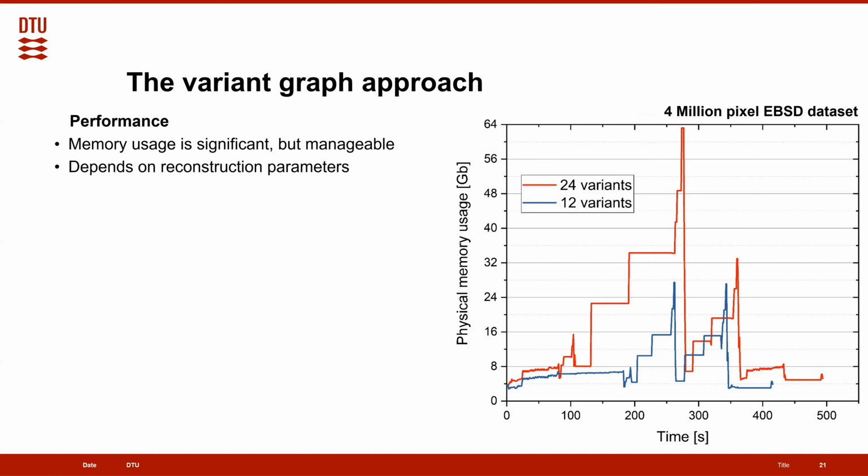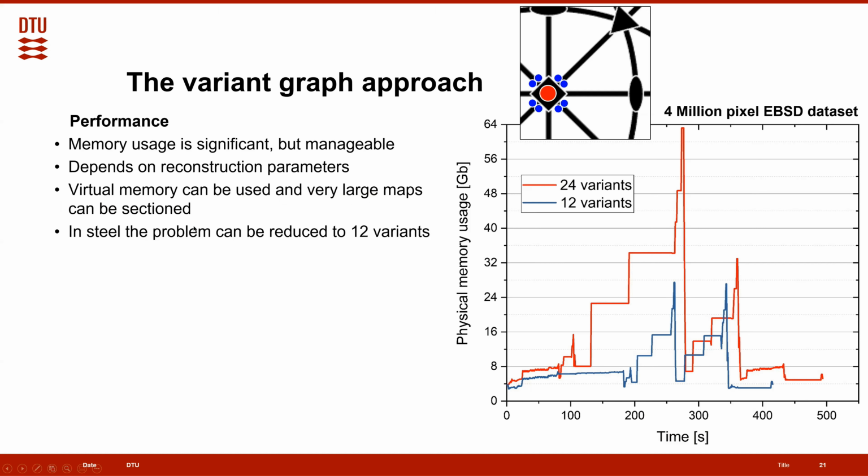It depends on the reconstruction parameters, as I showed before. I think this one was run with an inflation parameter of 1.05, so that was allowing the graph to expand quite a lot. Good news is that we can use virtual memory for this, so that we can still work with very large maps. And if you have a very large map, you can maybe section it into smaller maps to do the reconstruction.